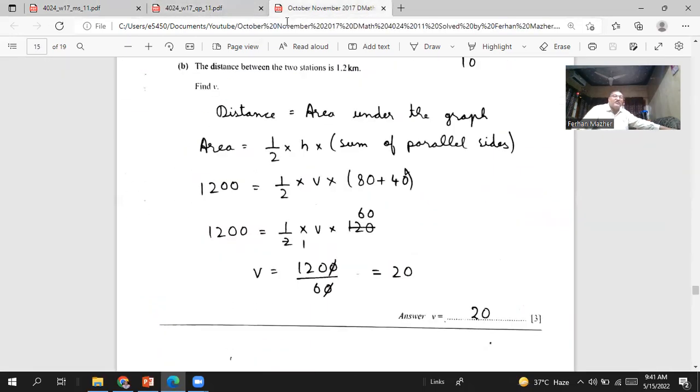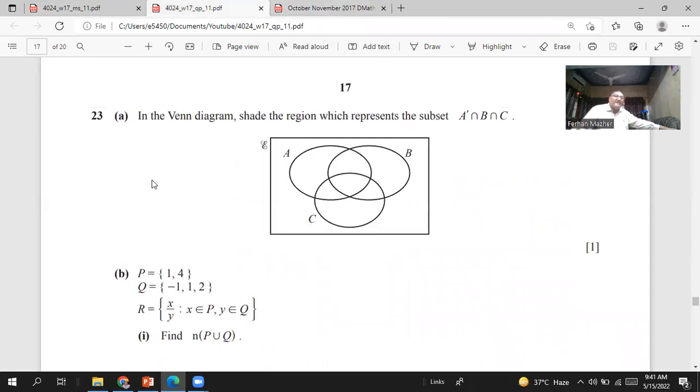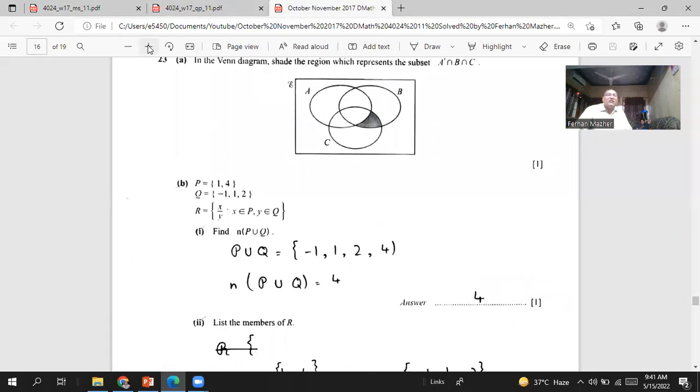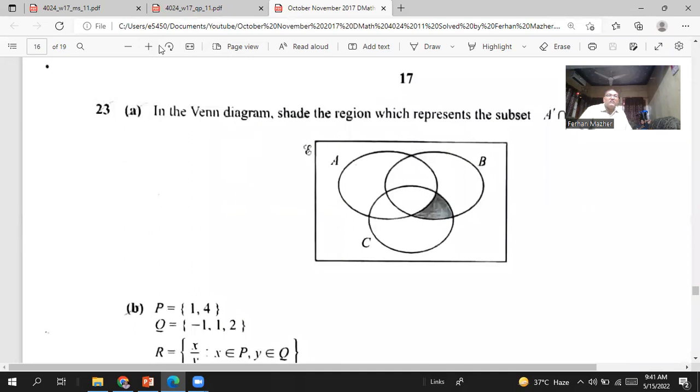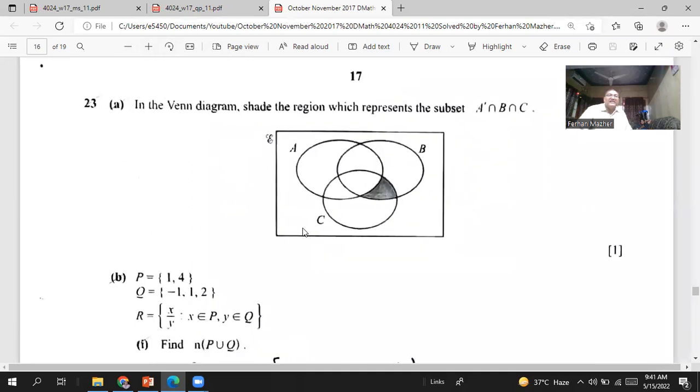The next question coming up on your screen is question number 23. He says, in the Venn diagram, shade the region which represents A complement intersection B intersection C. So you have to remain outside A, and outside A the common portion between B and C is shaded. So out of A, the common portion between B and C is this, and it is also common with the A complement. So only this portion will be shaded. So this is shaded. I hope you understand.